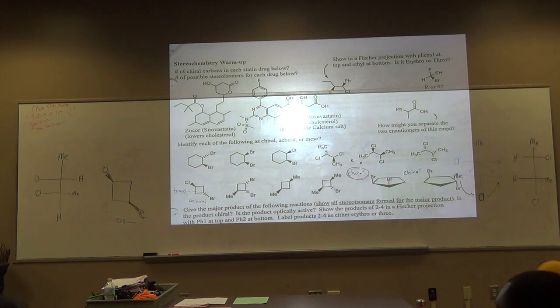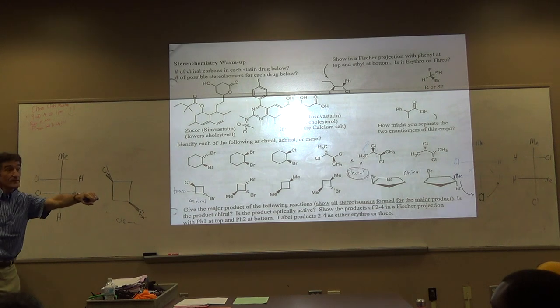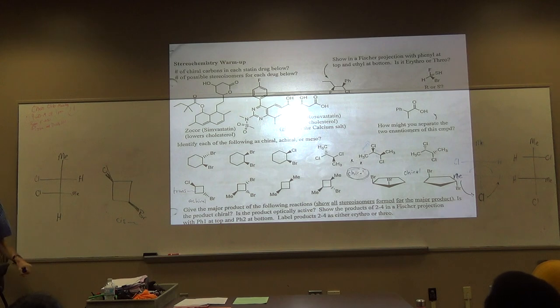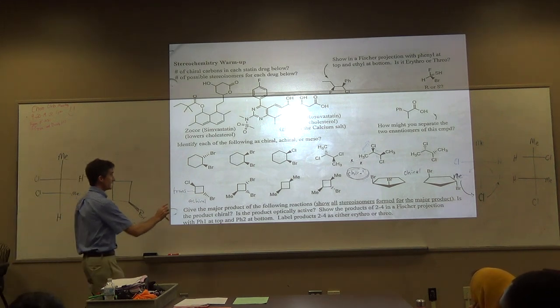I'm cis. They're both. If you ever look in the mirror like this and your mirror image is like this, let me know. Mirror image of cis is cis. They're not mirror images. So by default, cis and trans are diastereomers. This compound has diastereomers, but it doesn't have enantiomers. It's not chiral. How about the next one?